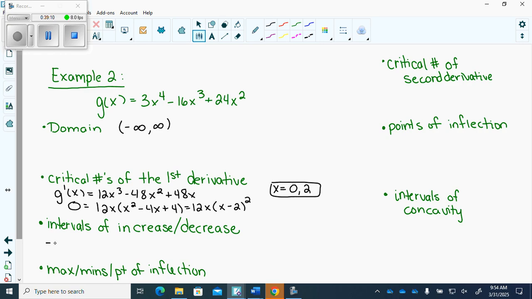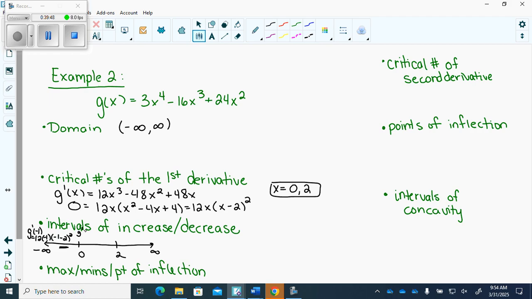Intervals of increase, decrease, we have to figure that out. We have negative infinity, 0, 2, infinity, and we have to plug in. So g prime of negative 1 is going to equal 12 times negative 1, and then negative 1 minus 2 squared. So that's going to end up with a positive times a negative times a positive, correct? Which results in a what? Negative.